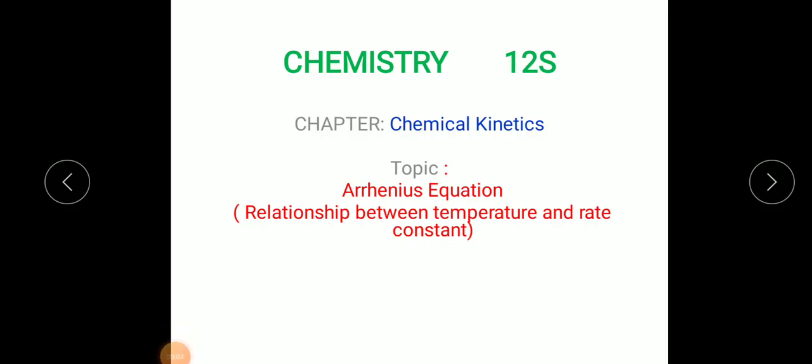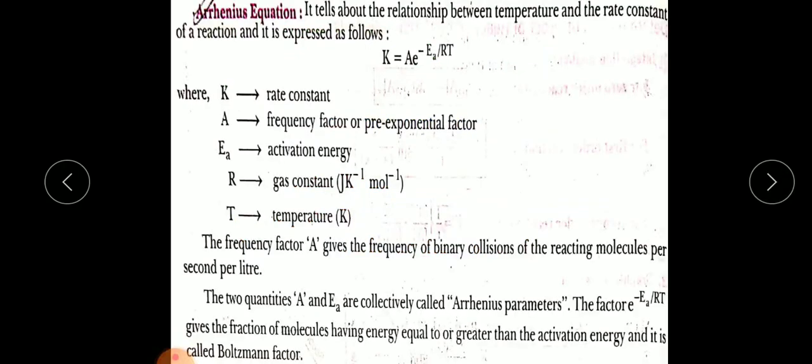We are coming to the end of the chapter chemical kinetics, and today we are going to discuss the Arrhenius equation. The Arrhenius equation is the relationship between temperature and rate constant. That means how the rate constant is related to the temperature. It tells us about the relation between temperature and the rate constant of a reaction, and it is expressed as follows: K equals A into e to the power minus Ea by RT.